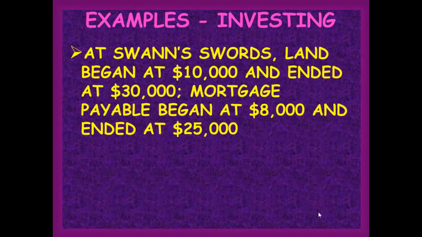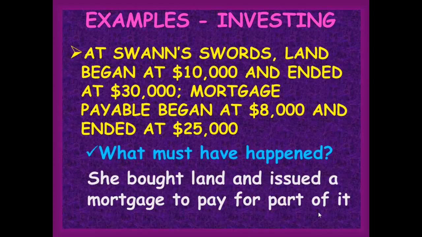Land began at $10,000, ended at $30,000. Let's stop right there. Land began at 10, ended at 30. What must have happened? I bought more land. Hold that thought. Mortgage payable began at 8, ended at 25. Mortgage payable increased during the period. What must have happened? I financed part of it by borrowing money, by issuing a mortgage. So I bought land, but part of it I financed by borrowing money through a mortgage. We bought land and issued a mortgage to pay for part of it.